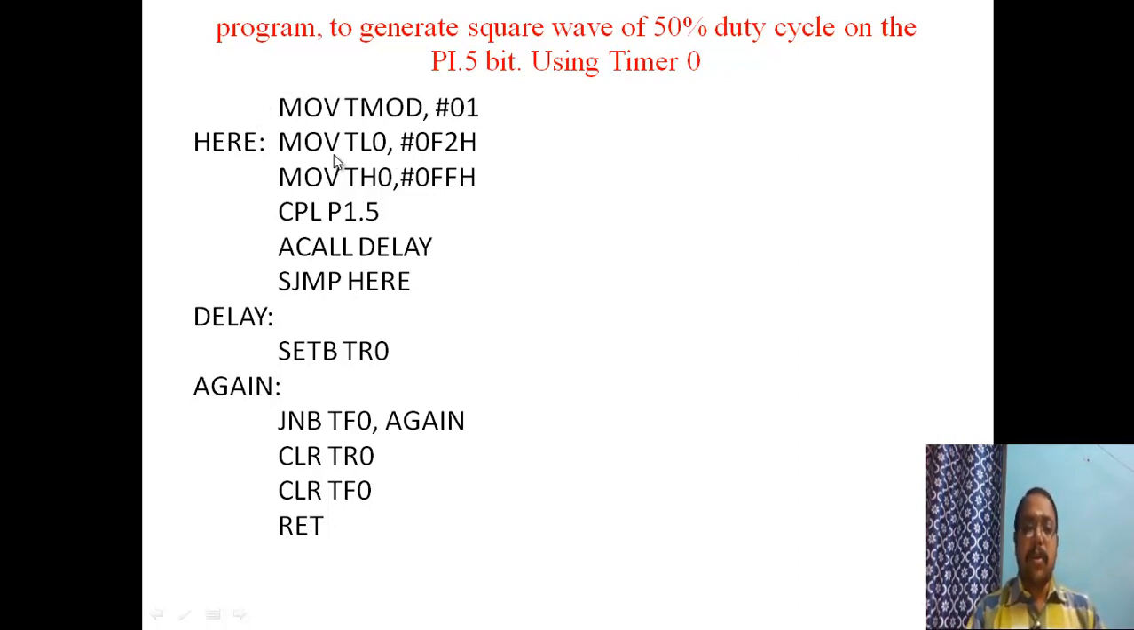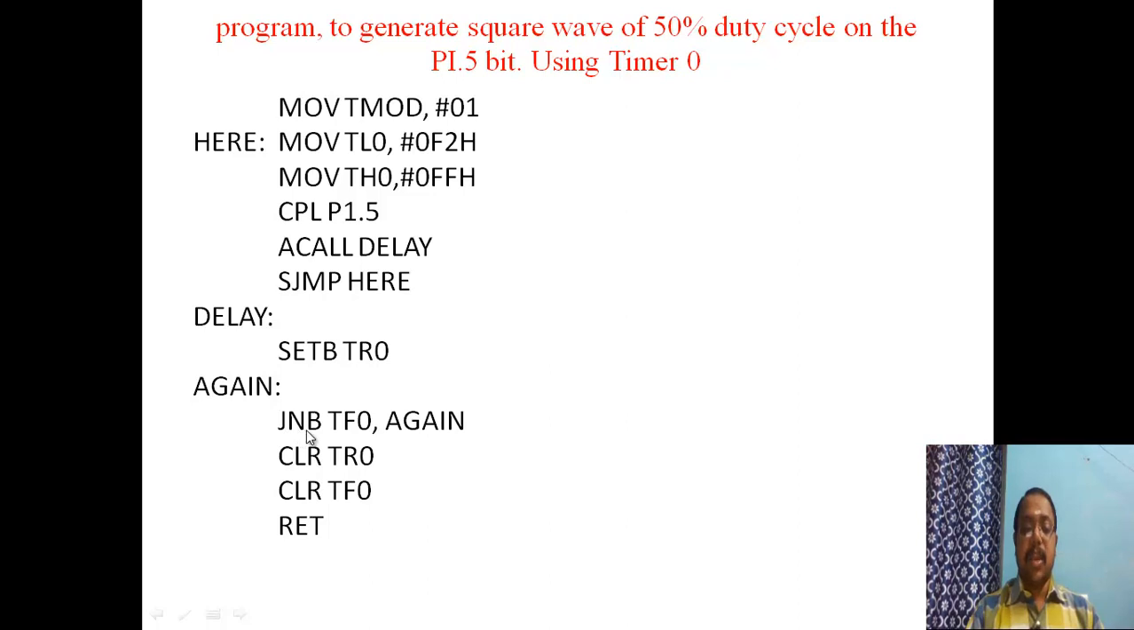Next you have to load the value. I am loading lower order, then I am loading higher order. CPL is nothing but complement. So if it is 1, it will become 0, or if it is 0, it will become 1. Then call delay. So the initial step I have done, and now I can start my timer. So I will set TR0. Once I set this TR0, your timer will start incrementing.